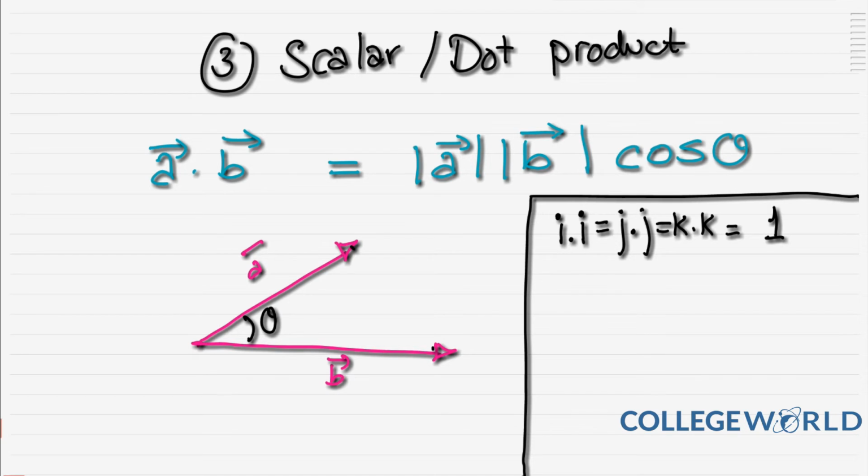And on the other hand, if you do i times j, or i times k, or j times i, or j times k, or k times i, or k times j, yes, the unit vectors are 1 times 1, but cosine 90 is 0, so this will eventually lead to 0. And these are just rules that you remember because they make your life easier. You can do whole calculations, and in the end you find there's an ijk term that is 0, so your whole thing will go to 0.